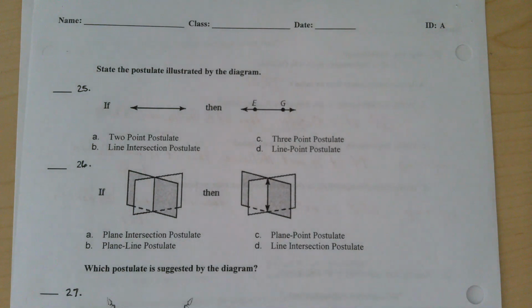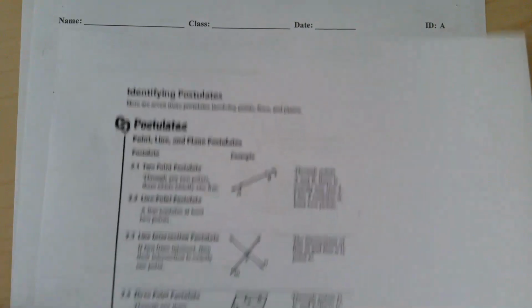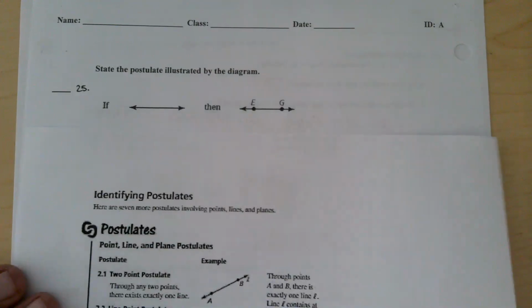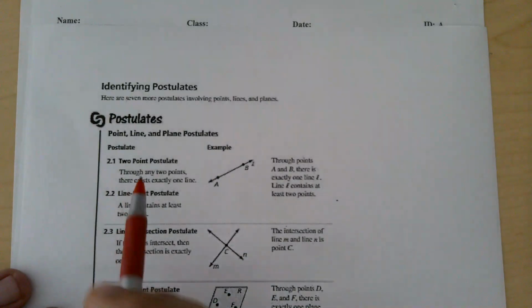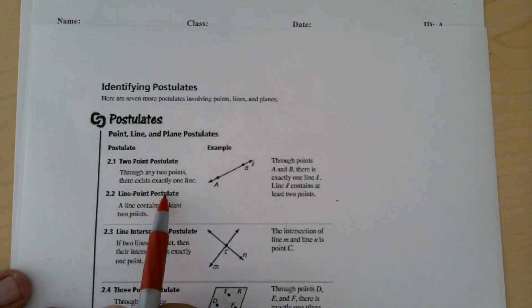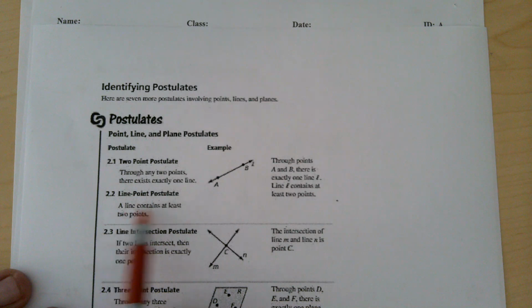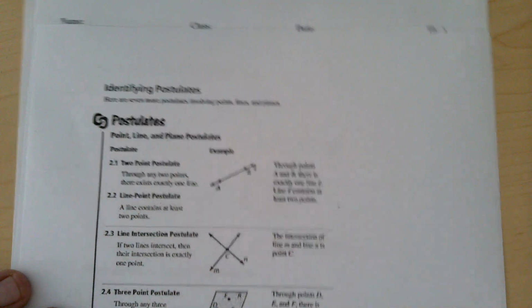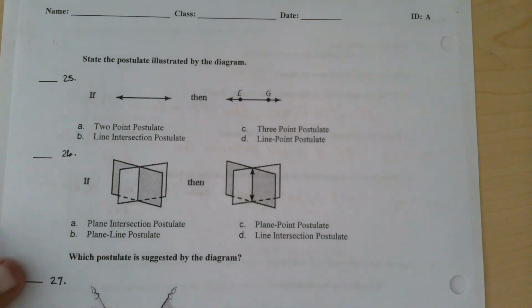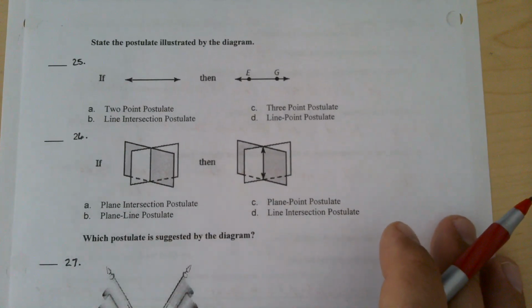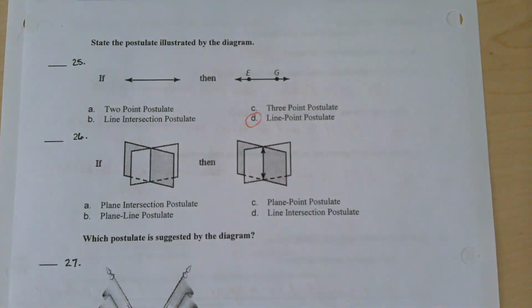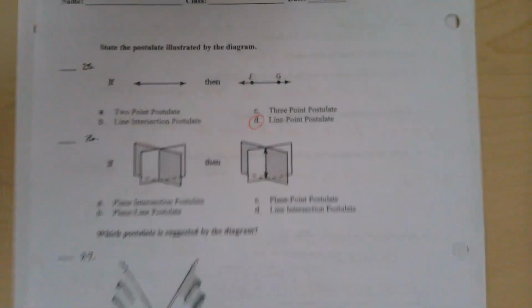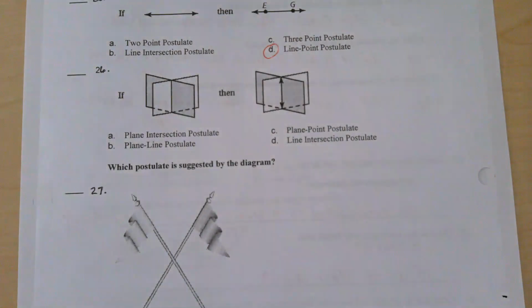Okay, question number 25. You need to refer to this sheet. I'm giving you a line and then I'm putting 2 points on that line. I need you to realize that's the line point postulate. A line contains at least 2 points. That is what's being illustrated for number 25. So line point, which is D.